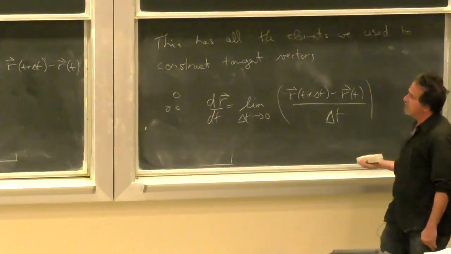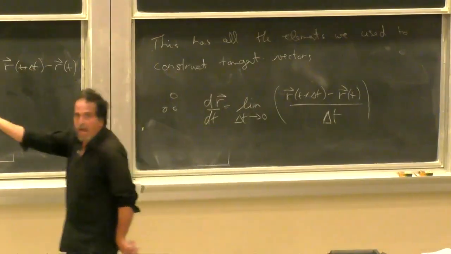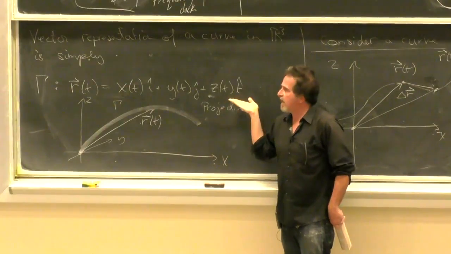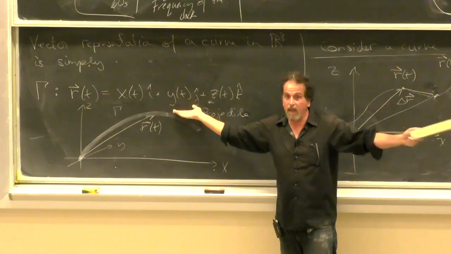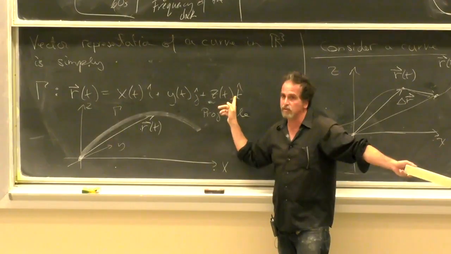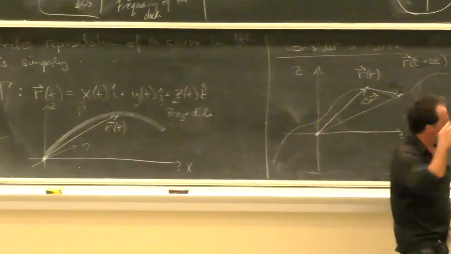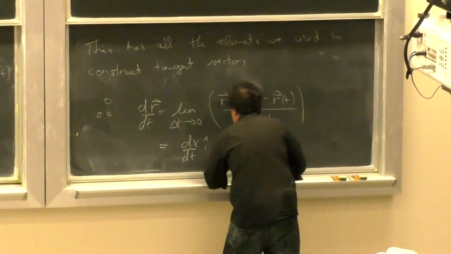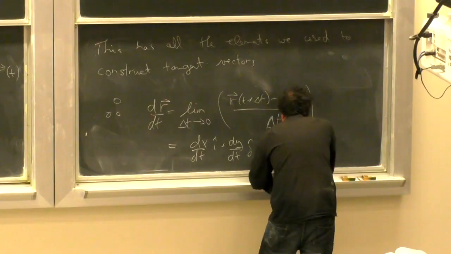What do I mean by this? Well, if you take a look at how I defined r of t, it is x of t i hat plus y of t j hat plus z of t k hat. If I take the time derivative, all I'm doing is substituting this whole vector in there at time t and this whole vector in there at time t plus delta t. The i hats don't change, the j hats don't change, the k hats don't change. So what you really mean is you're taking the time derivatives of each of these things individually. So this is equal to dx dt i hat plus dy dt j hat plus dz dt k hat.